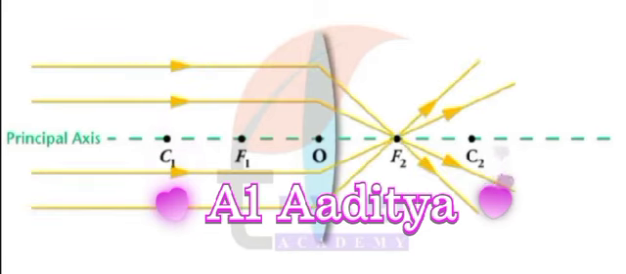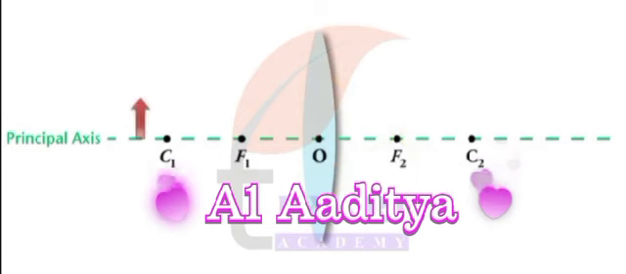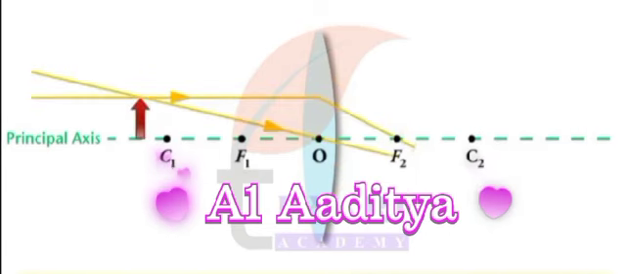Convex lens converge parallel rays coming from object at infinity and a highly diminished point-sized real and inverted image is formed at principal focus f2. A diminished, real and inverted image is formed between principal focus f2 and center of curvature c2 at the opposite side when an object is placed beyond c1 of a convex lens.